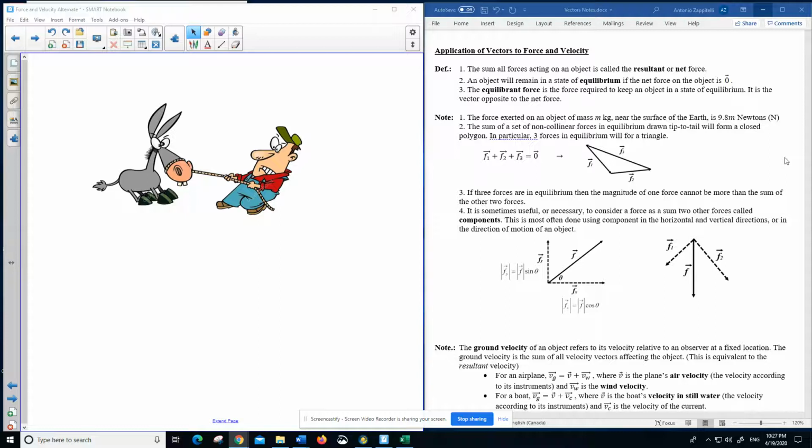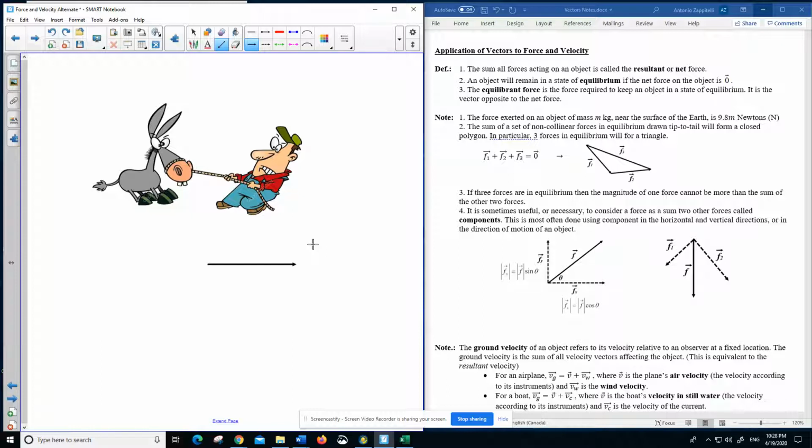Hi folks, in this lesson we're going to take a look at some applications to force and velocity. So we're going to have to define some vocabulary here. Let's start with something simple. Let's say you have this farmer that's applying a force in this direction. So it'll cause the donkey to move in that direction.